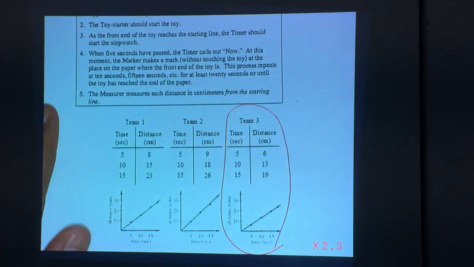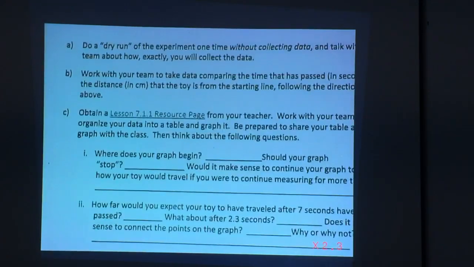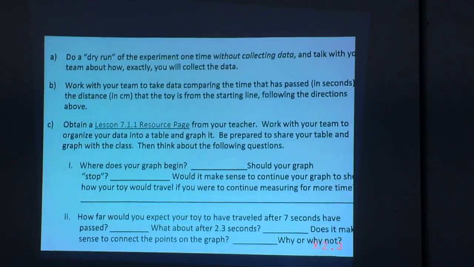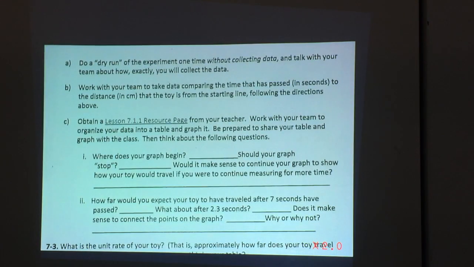Okay, let's go to the next page. We hardly wrote anything on that side. All right. This is too large. There we go. It says do a dry run of the experiment one time without collecting data. Then talk with your team about how exactly you will collect the data. Work with your team and take data comparing the time that has passed in seconds to the distance in centimeters that the toy is from the starting line, following the directions above.